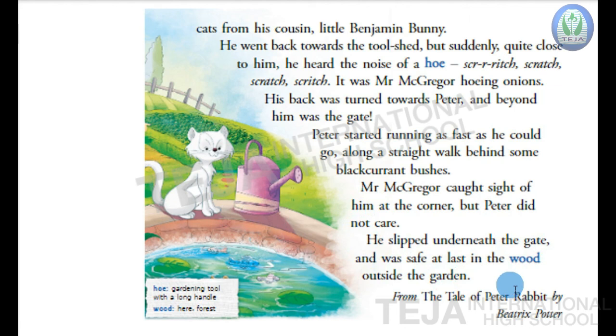Peter ran very fast as he could, along a straight walk behind some blackcurrant bushes. Mr. McGregor saw Peter, but Peter did not care. He ran very fast, slipped underneath the gate, and was safe at last. Peter was safe, and he ran into the wood. Peter ran very fast into the forest from the garden. From the garden he escaped and ran fast into the forest, and finally he reached his home.